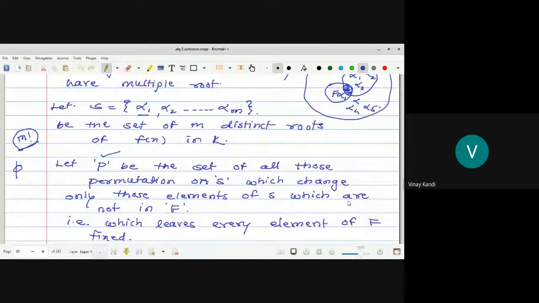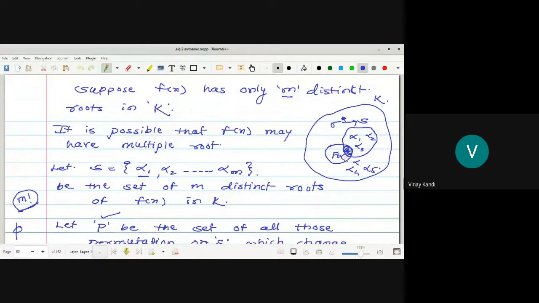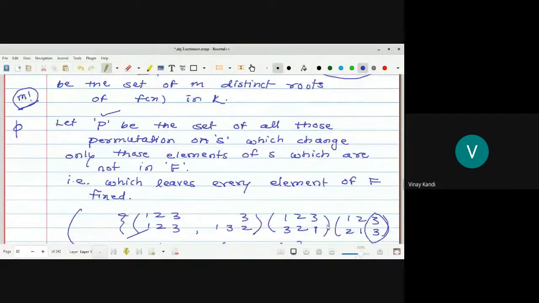Okay, now what is the set P? P is the set of all those permutations on S which change only those elements of S which are not in F. That is, the set of all those permutations which leave every element of F fixed. Okay, so P is the set of all those permutations on S which change only those elements of S which are not in F, that is, which leave every element of F fixed.